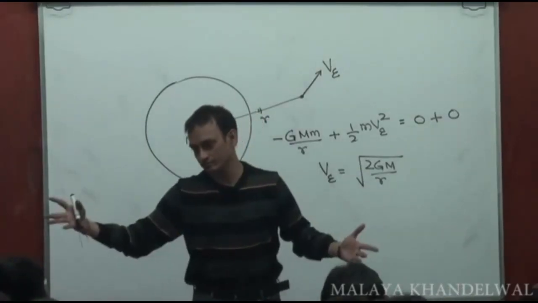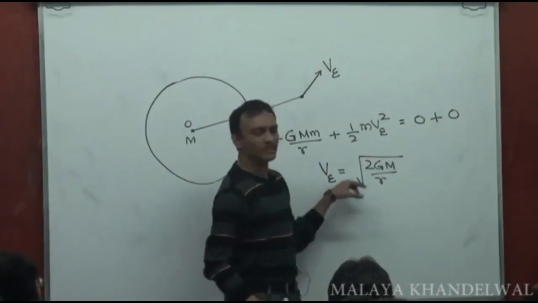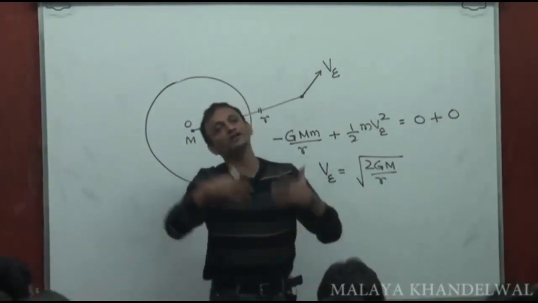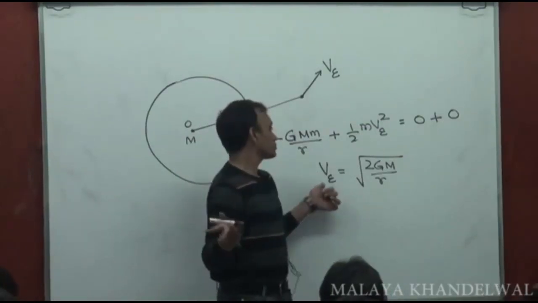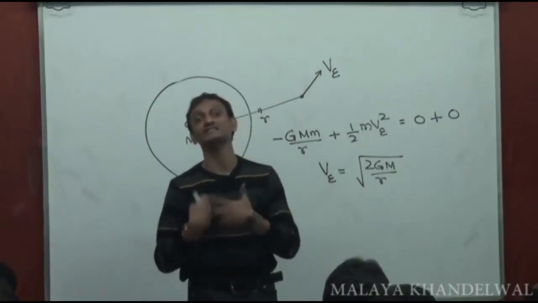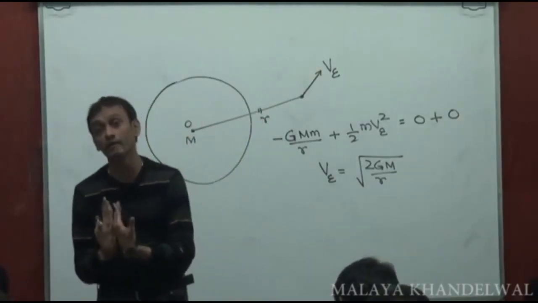The more the merrier. If you imparted a velocity greater than the escape velocity, then also it will escape, but it will follow a different trajectory. So this is the escape velocity, the minimum velocity that you must impart so that the particle escapes the gravitational pull of the Earth.